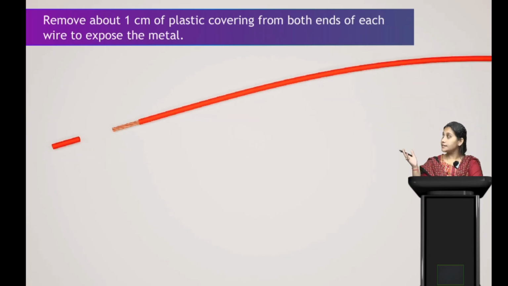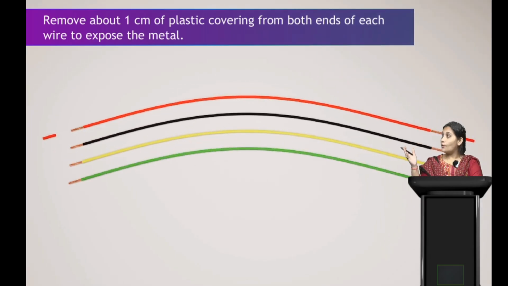And then it says: remove about 1 centimeter of plastic covering from both ends of each wire to expose the metal. We have the four wires. From each wire we will remove about 1 centimeter of plastic covering, because each wire is covered with plastic. We remove it to expose the metal so that the electricity can pass. That's why we remove about 1 centimeter of plastic covering from each wire.